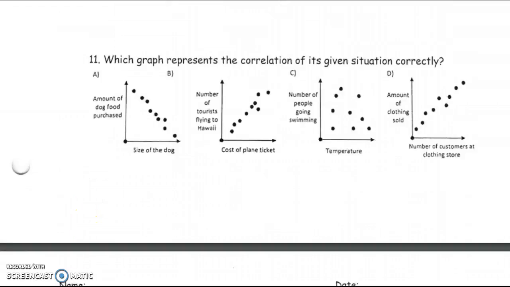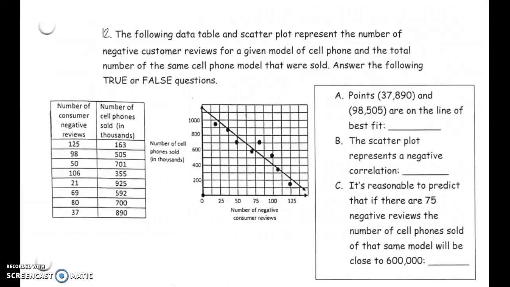Number 11, which graph represents the correlation of its given situation correctly? The amount of dog food purchased, the size of the dog. The number of tourists flying to Hawaii, cost of a plane ticket. The number of people going swimming, temperature. The amount of clothing sold, the number of customers at the clothing store.